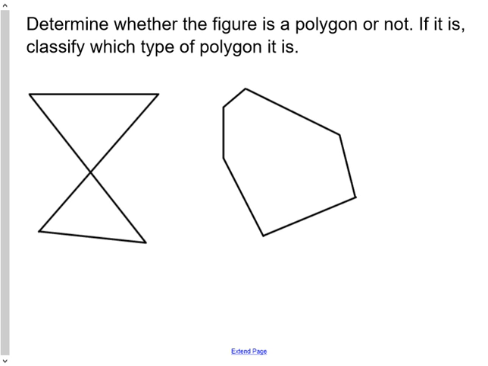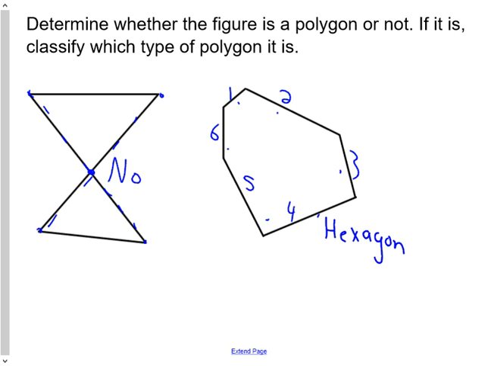Next, we have this kind of hourglass looking figure that doesn't work. We can't have our sides overlapping, twisting like that. So that one is not a polygon. Then over here, you just pick a side to start with and say that's 1. And then counting as I go around, I've got 6 sides. They're all flat. They're all connected. That's going to be a 6-sided figure, which is a hexagon. So yes, a polygon, more specifically, a hexagon.